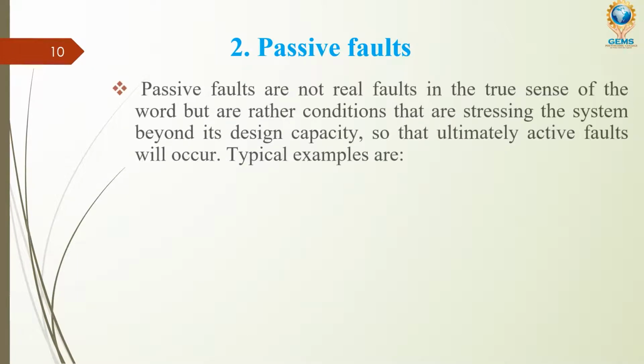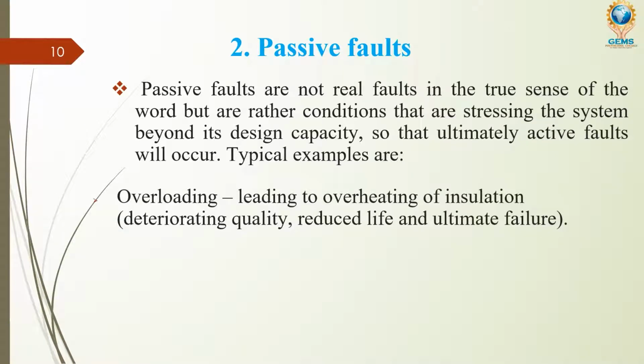Next one is passive fault. Passive faults are not real faults in the true sense of the word, but are rather conditions that are stressing the system beyond its design capacity, so that ultimately active faults will occur. Typical examples are, here you can see this is not an active fault. I already told we have designed a transformer to work under 50 kilovolt ampere.